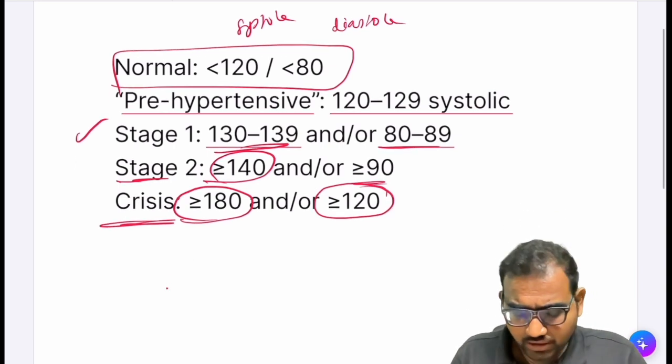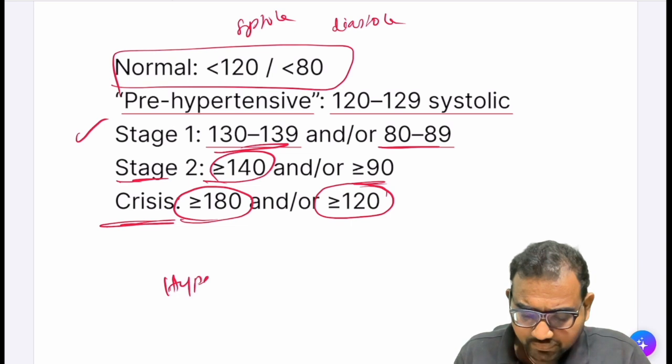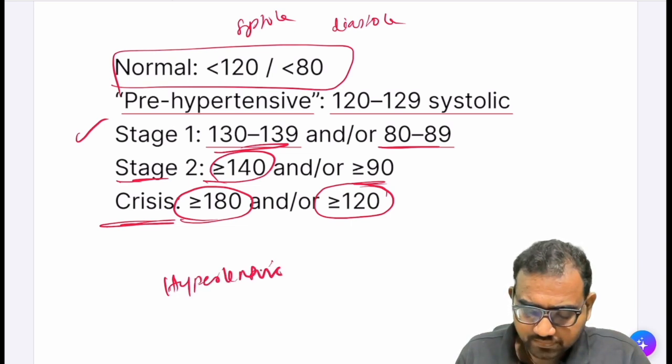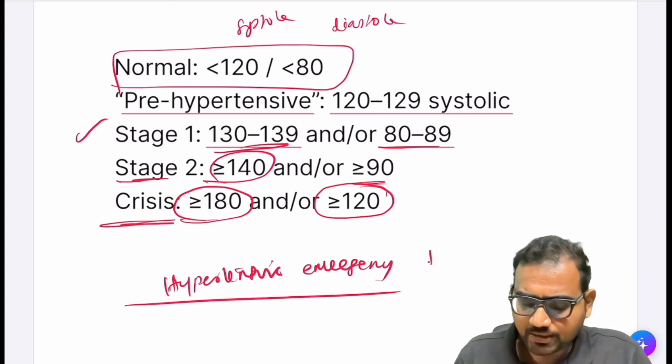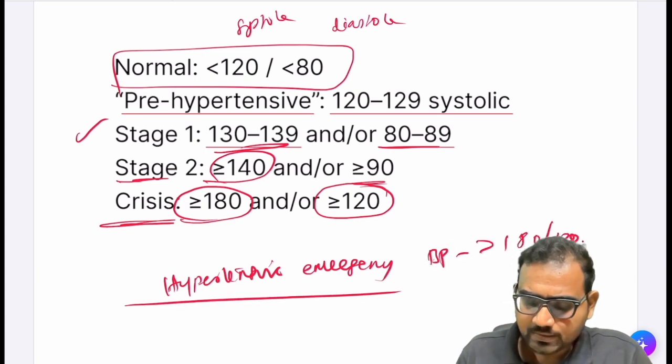So there is something called hypertensive emergency. What is hypertensive emergency? It is when the blood pressure is more than 180 by 120 mmHg with end organ failure.